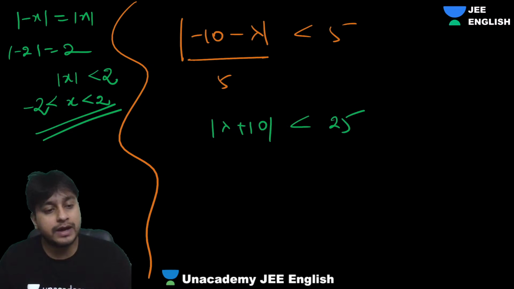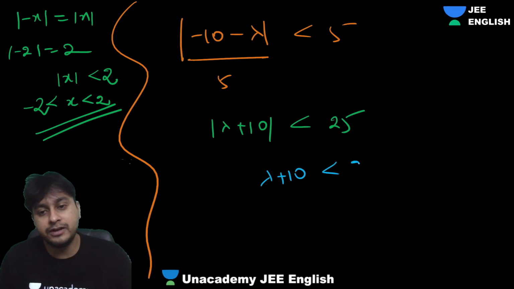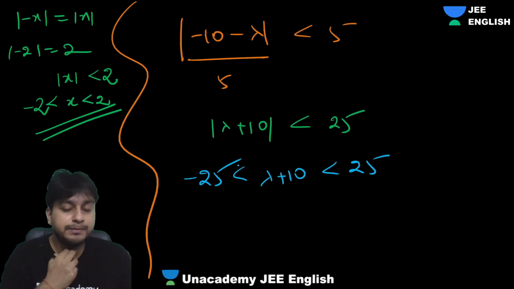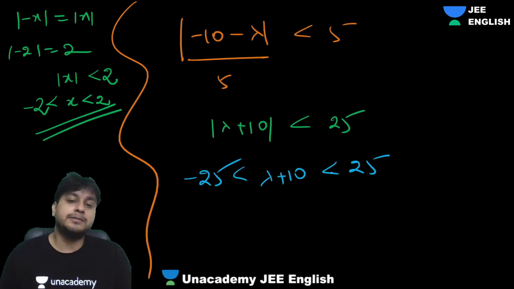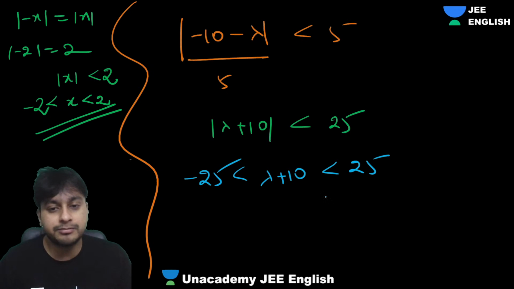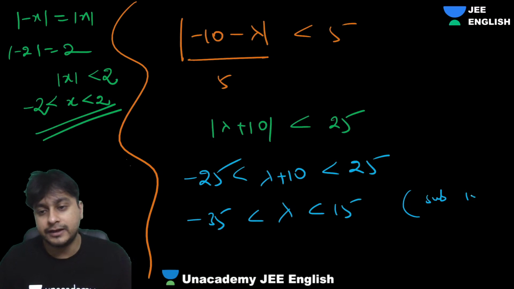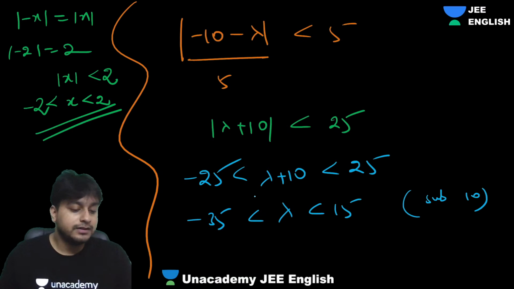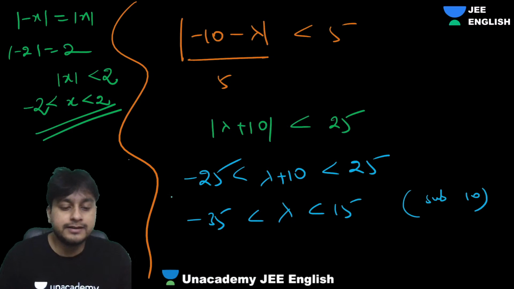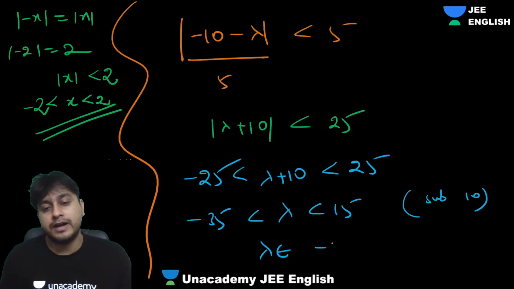right? So that's why we get from here that lambda plus 10 will be between 25 and minus 20. Now simply you can add or subtract 10 from both sides. So guys, subtract 10 from both sides. What are we getting? We'll get lambda between 15 and minus 35. What we did? Subtracted 10. Understood, everyone? Got it? Clear? So that's why, guys, we got lambda belongs to minus 35 to 15.